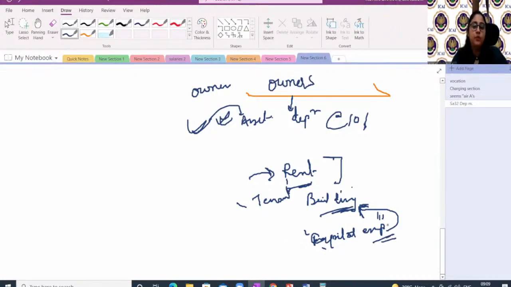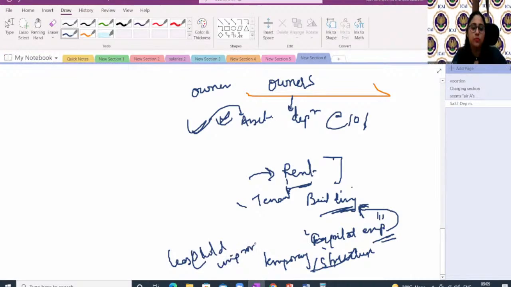What will happen to that? So that capital expenditure is allowed as an asset. It is said to be an asset in the name of temporary structure or leasehold improvements, and that is allowed as depreciation at the rate of 40%. What did I say? Think about it.